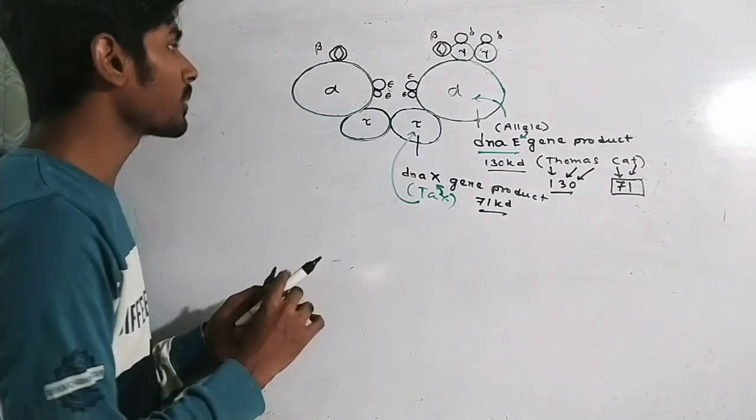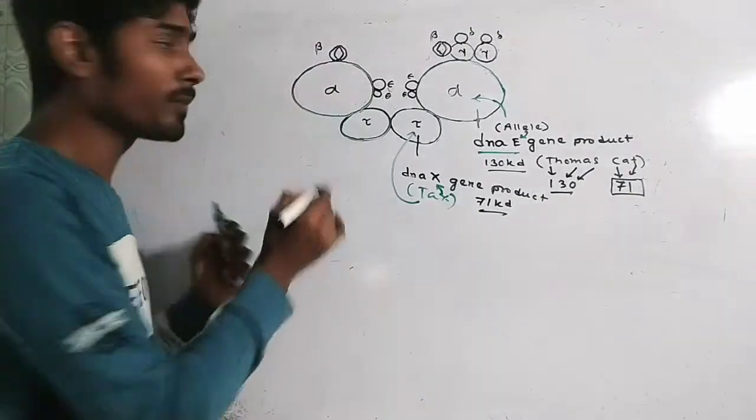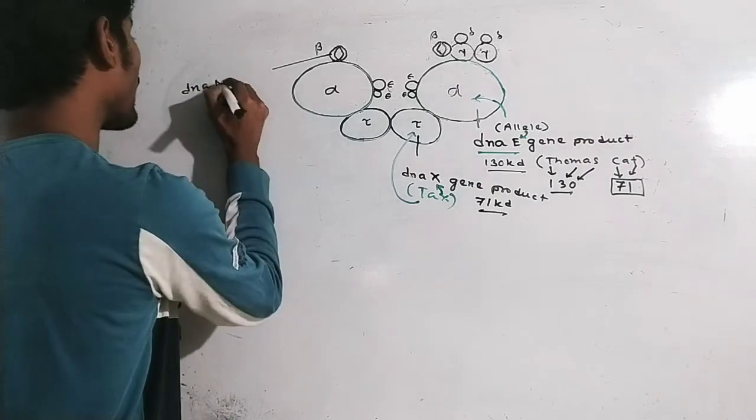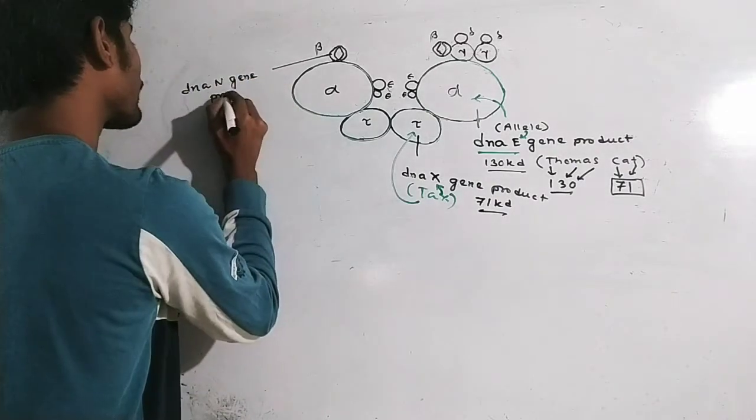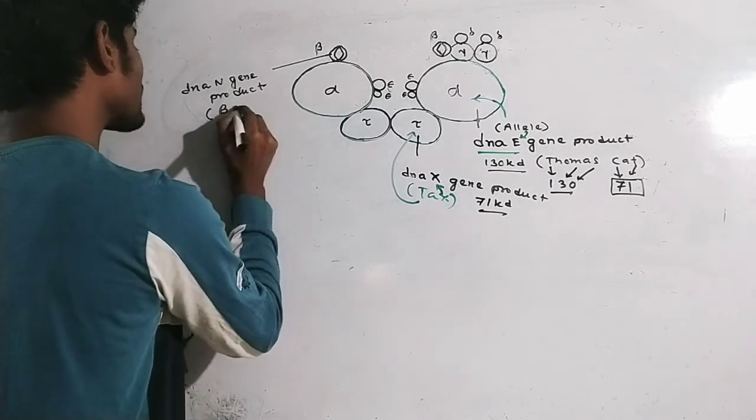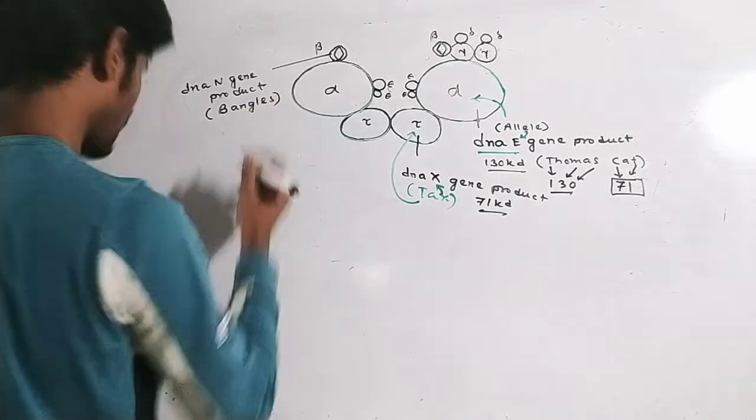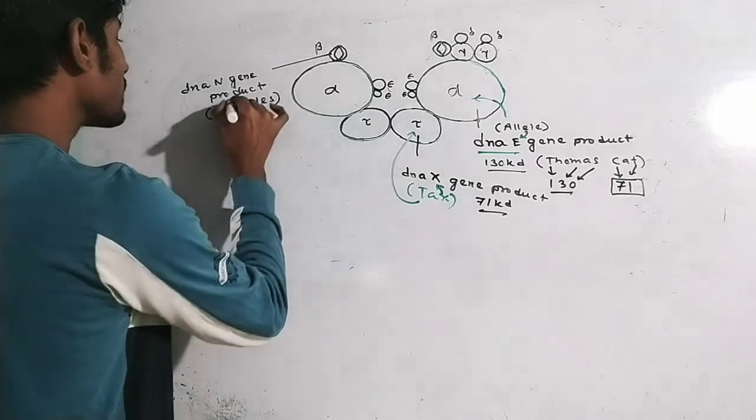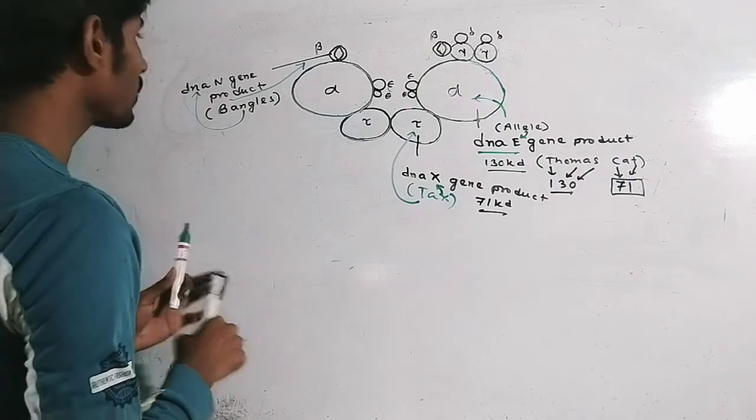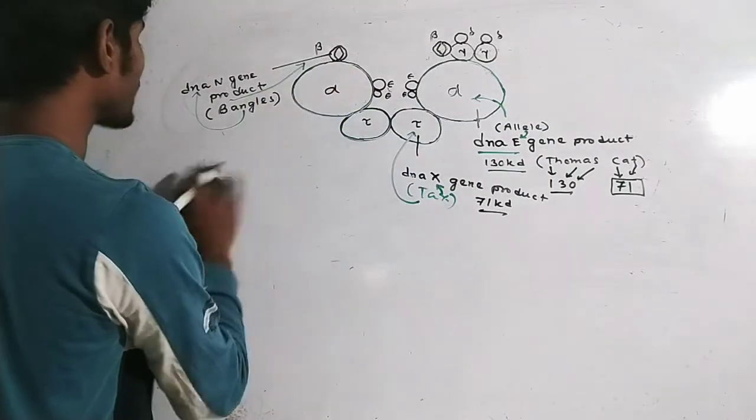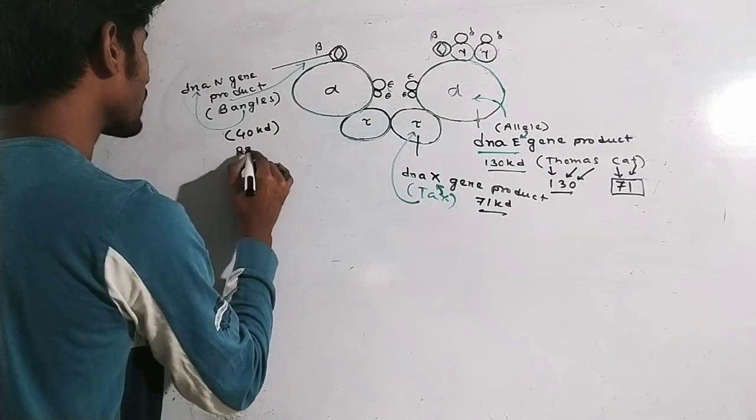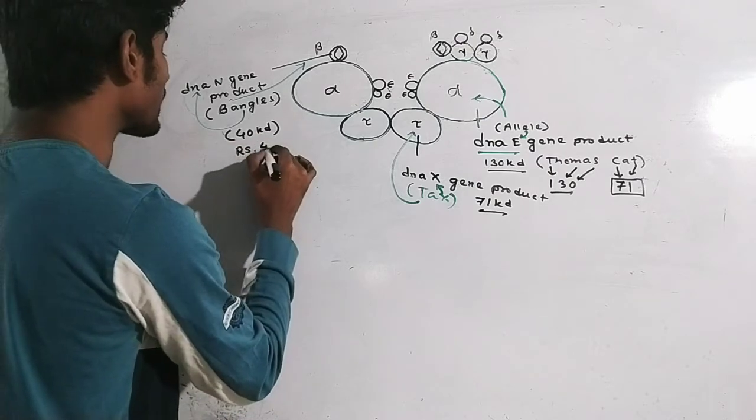Now let us talk about the beta subunits. The beta subunits are DNAN gene product. Now you can easily remember this by this word bangles. Now bangles are ornaments, you know. B means beta and N means DNAN gene. The molecular weight of this beta subunit is 40 kilodalton, and you can remember this by this very simple trick. Suppose the bangles are 40 rupees each.